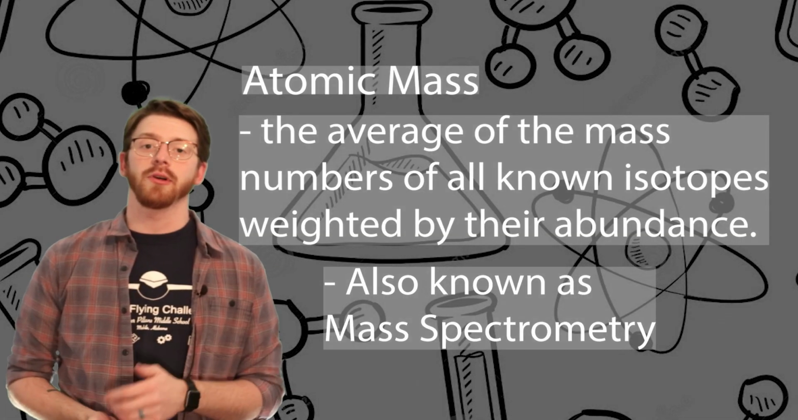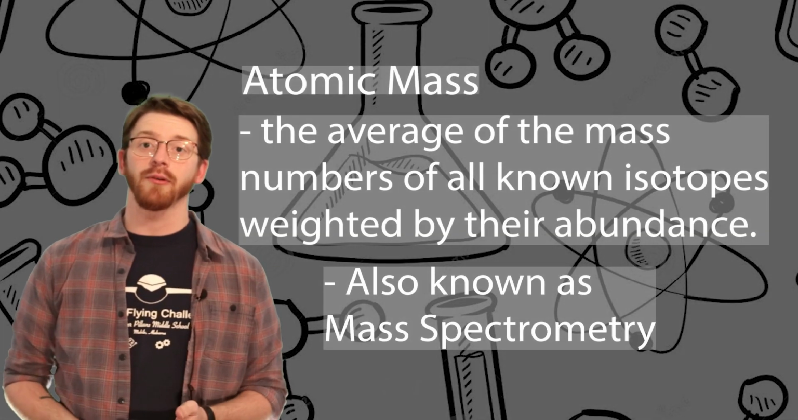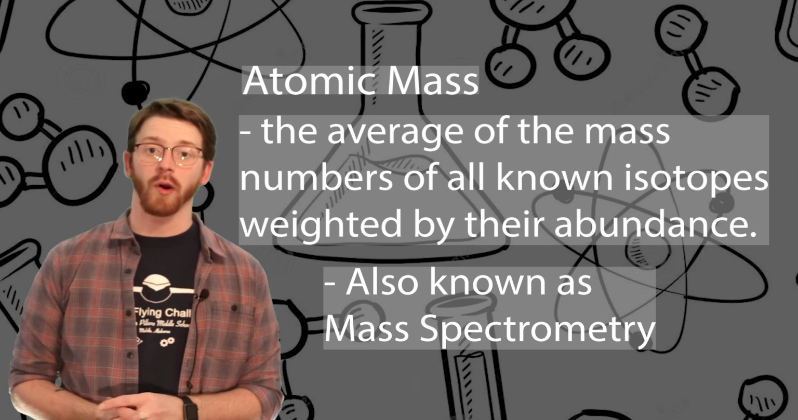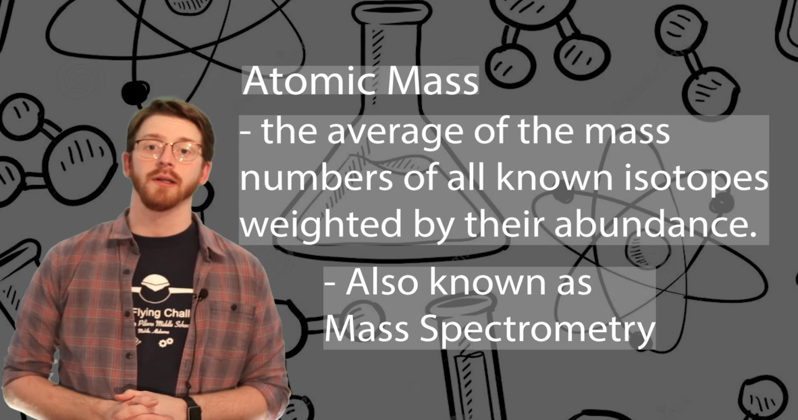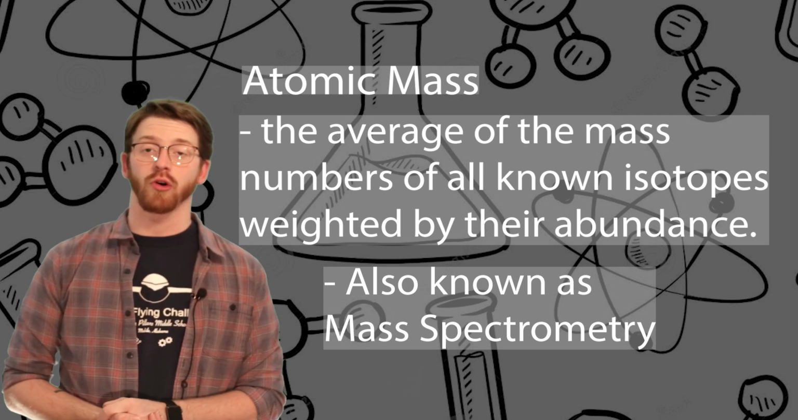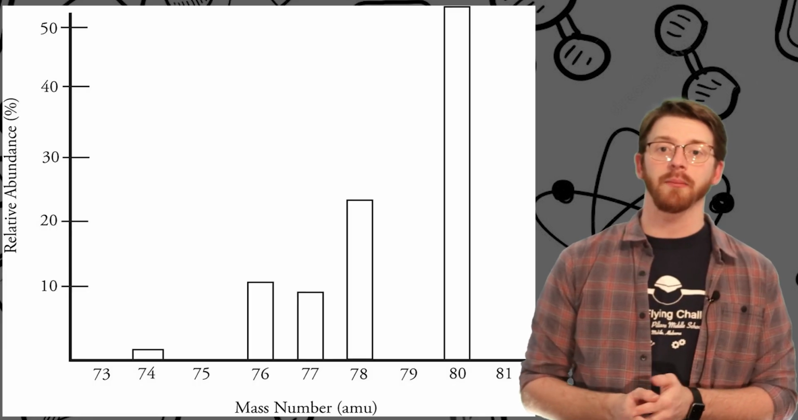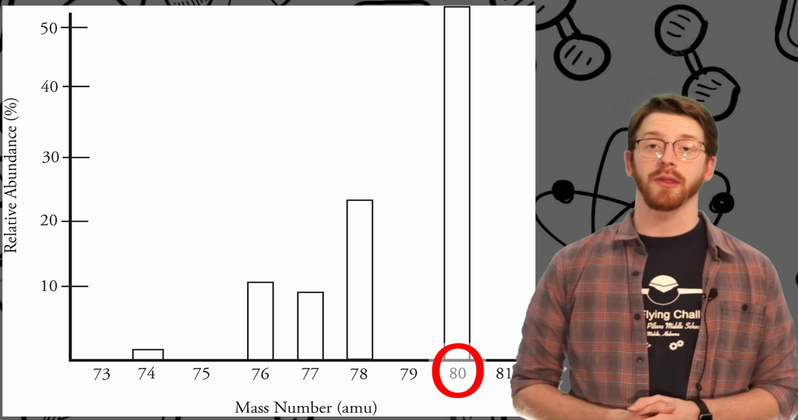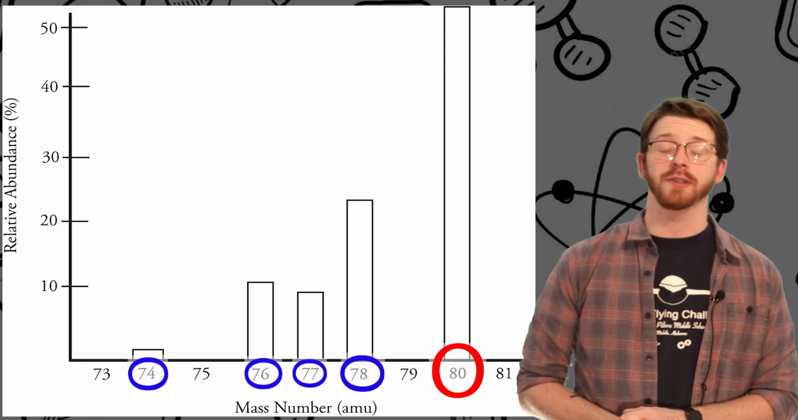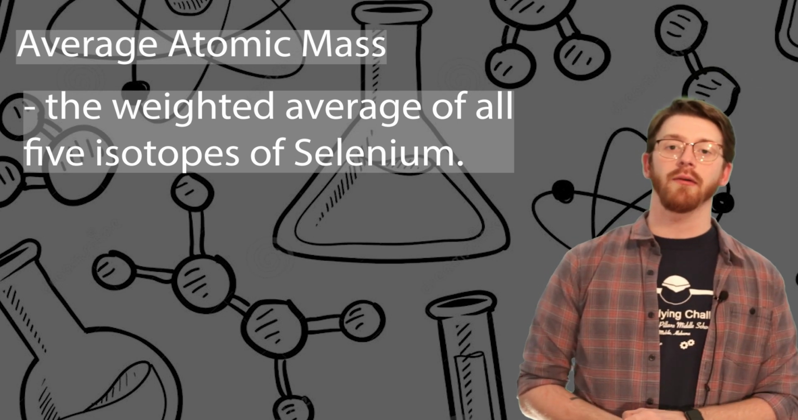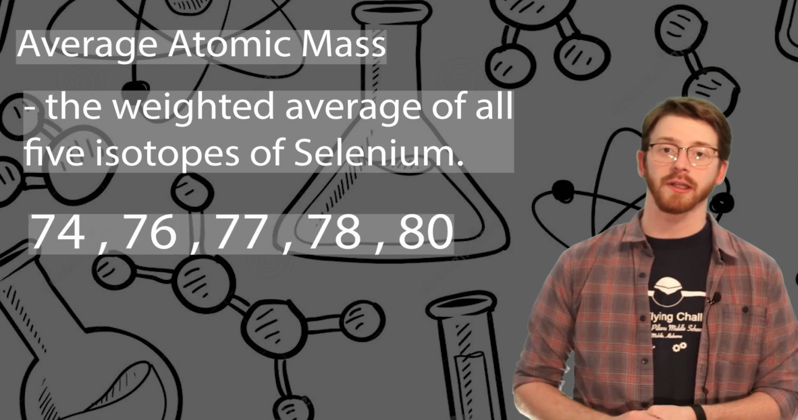The atomic mass given on the periodic table is the average of the mass numbers of all known isotopes, weighted by their abundance. This is known as mass spectrometry. For example, the mass spectrum of selenium. Here, the most abundant isotope of selenium has a mass of 80, but there are 4 other isotopes that have been discovered for selenium. The average atomic mass is the weighted average of all 5 isotopes of selenium, shown in the graph.